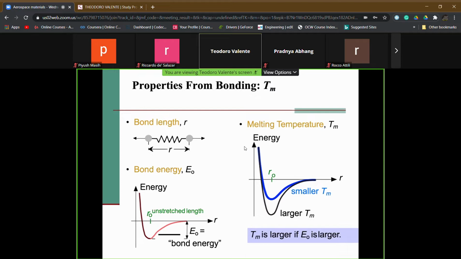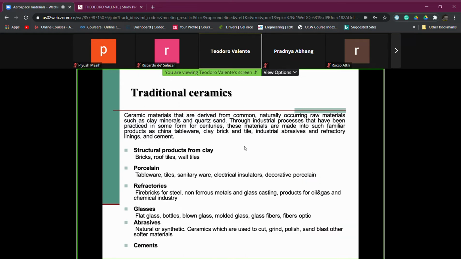And this bond energy is related to the equilibrium bond length between atoms, which are the constituent atoms of the material we have in mind. The bond energy of ionic or covalent bonding, depending on the percentage, is higher than that of metallic bonding. So we can expect, and this is verified, that the melting temperature of ceramic materials is higher than that, generally speaking, of metallic alloys.